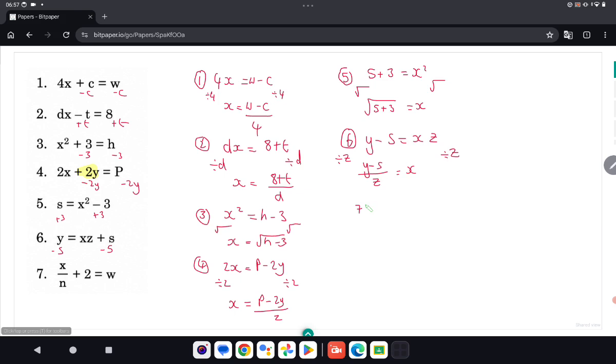And question 7. We're going to subtract 2 from both sides. Gives us x over n is equal to w minus 2. And then we're going to times both sides by n, which gives us x is equal to n times (w minus 2).